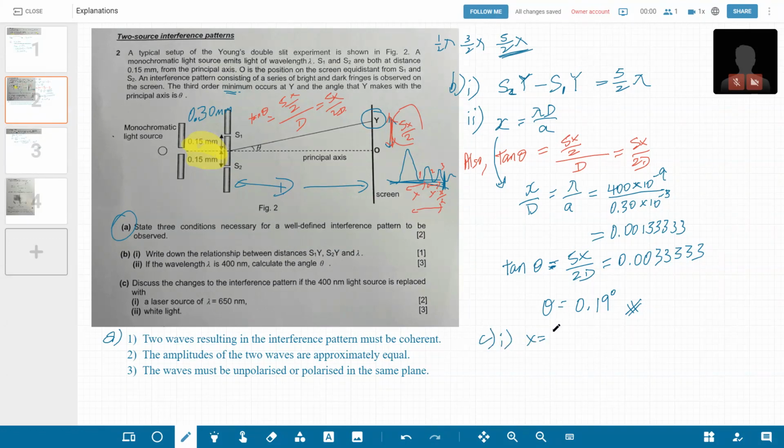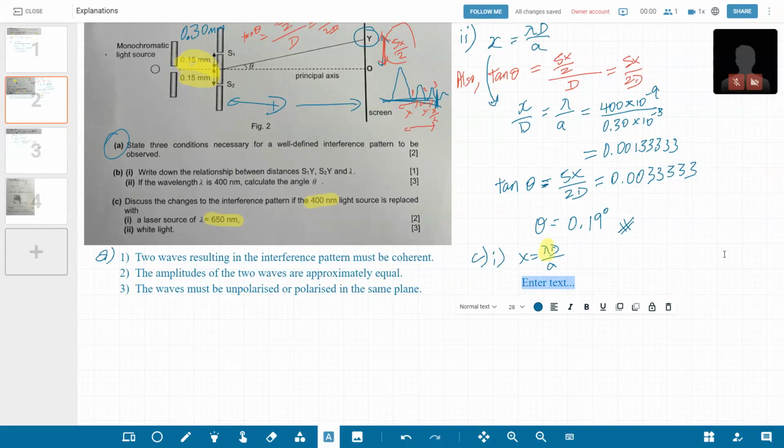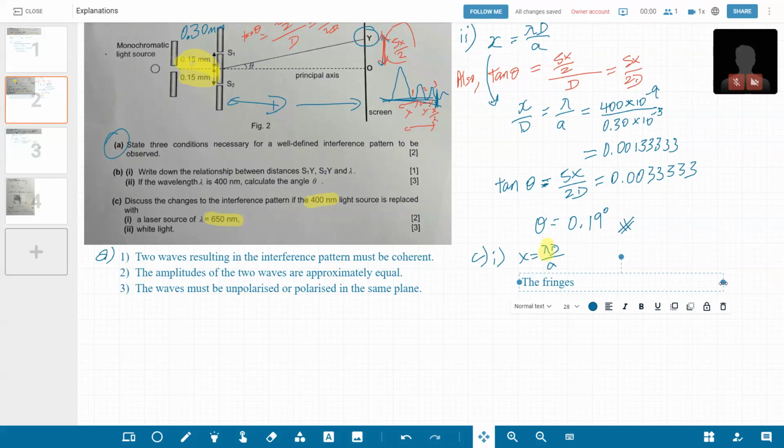We know that x equals to lambda d over a, right? Okay, let me shift this a little bit. So you can see that the larger the lambda, which is what is happening here, 650 is larger than 400. The larger the lambda, the larger the fringe separation. So what you'll get here is that the fringes, or the bright fringes, will be further apart. Or the fringe separation will be larger. Okay, so they will be further apart.